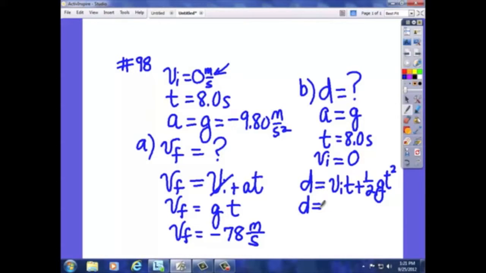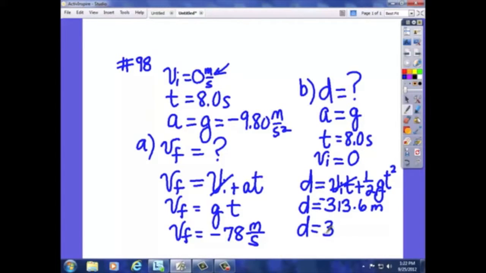To find that out, I'm going to realize that my initial velocity is still 0. So that first term, 0 times time, is going to be 0. And I'm going to multiply on my calculator 1/2, which is 0.5, times negative 9.80 meters per second squared times the total time squared, which is 8 squared. And that is going to give me a number on my calculator that says negative 313.6 meters.